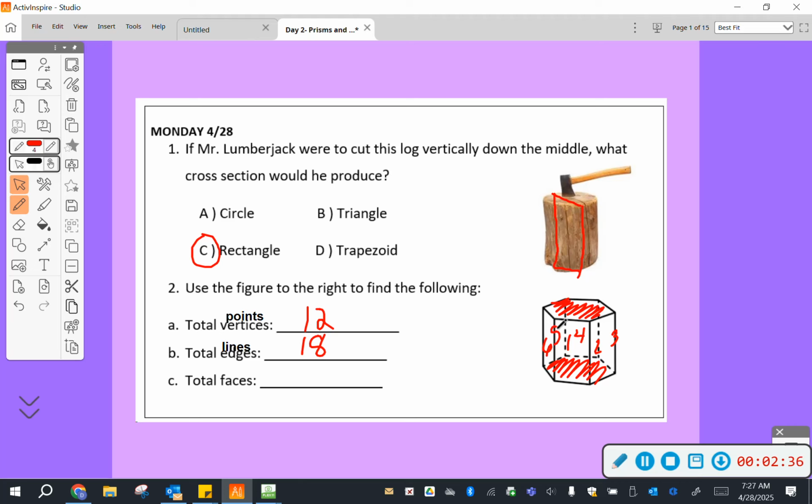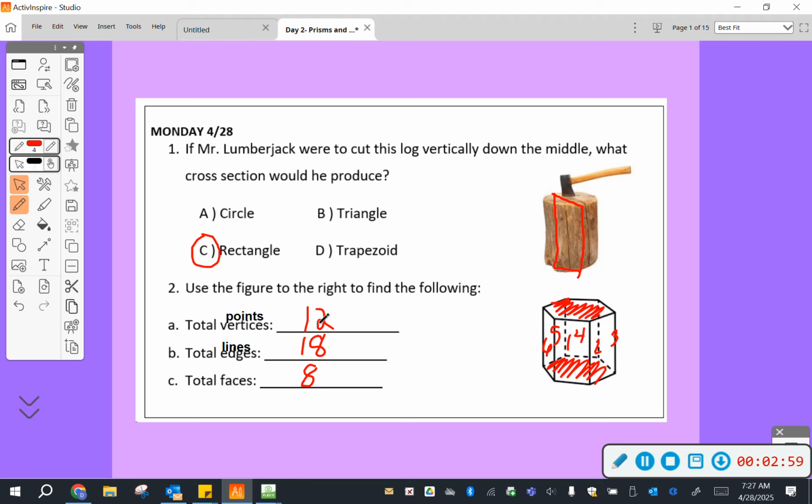Now, remember what I told y'all on Friday. If you have a hard time seeing this, what can you do? Ask for it. And you don't even have to ask. Go up there and go find one so that you can physically count it if you need to. All right, so if it has 6 around and the 2 bases, how many is that total? 8. There are 8 faces on this figure.